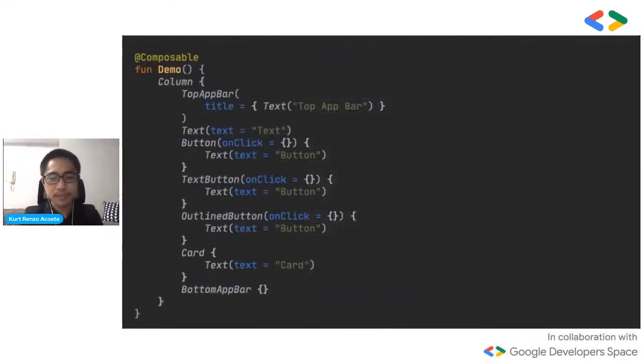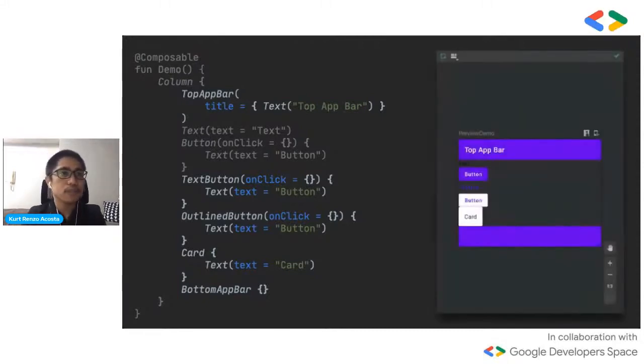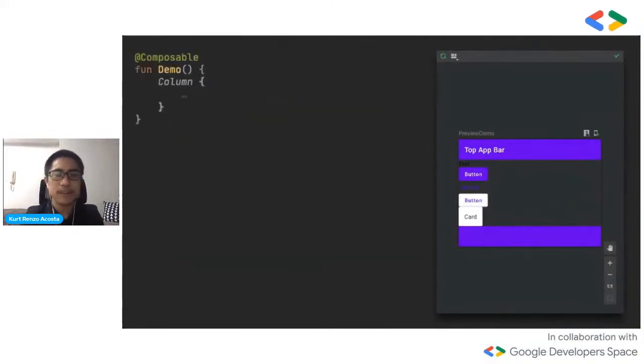So first, I just add the different components. It's pretty simple, like we did with the text and the button. I'm just going to add those components: the top app bar, text buttons, different kinds of buttons, the card, and the bottom app bar. Now we have this. I've added the different components, so let me just omit this for brevity.